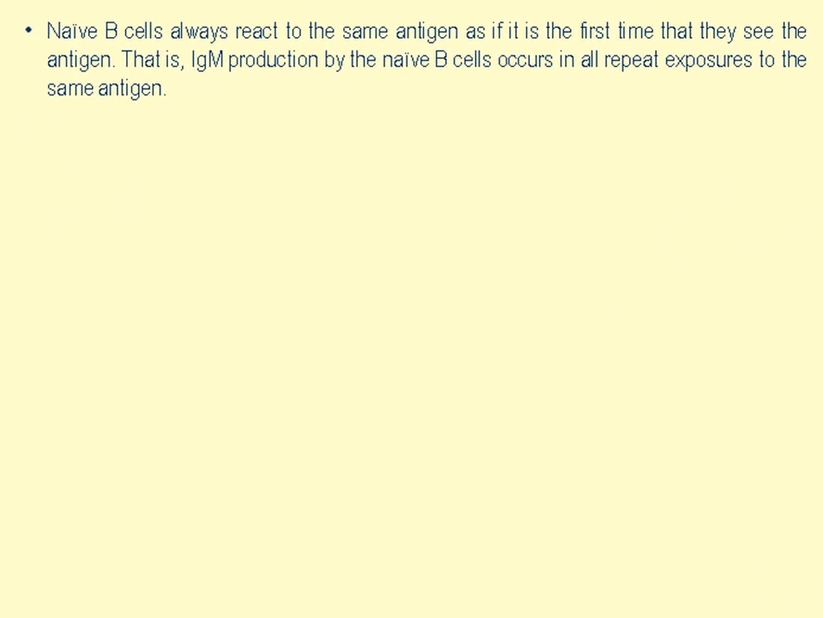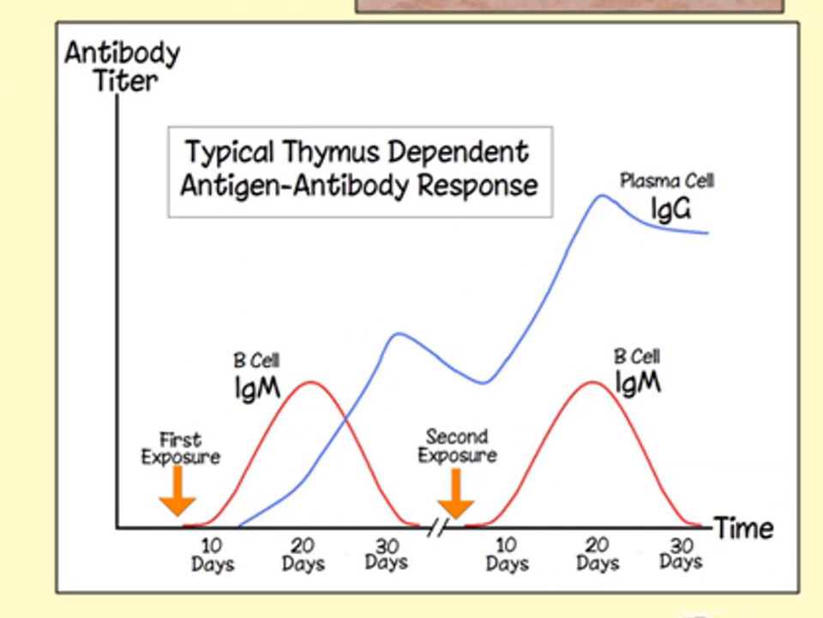antibodies. Naive B cells always react to the same antigen as if it's the first time that they see the antigen. That is, IgM production by naive B cells occurs in all repeat exposures to the very same epitope and very same antigen. Naive B cells do one good thing, and they do it well. That is, they make IgM that stays in the blood for about 3 to 4 weeks.